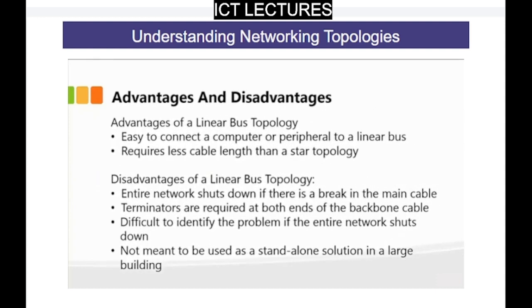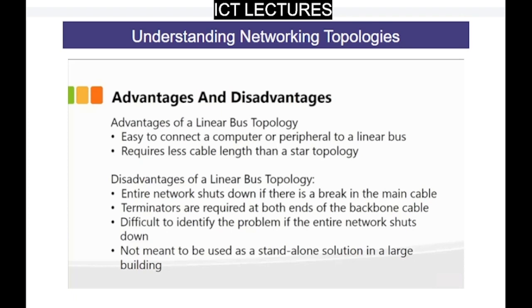So once again, the advantages and disadvantages of the bus topology: it's easy to connect a computer or a device to a linear bus. Simply hook on the computer, connect the cable, and you're on the network. You can share resources. It requires less cable length than a star topology. The disadvantages are that obviously the entire network shuts down if there's a break in the main cable, and terminators are required at both ends of the backbone cable.